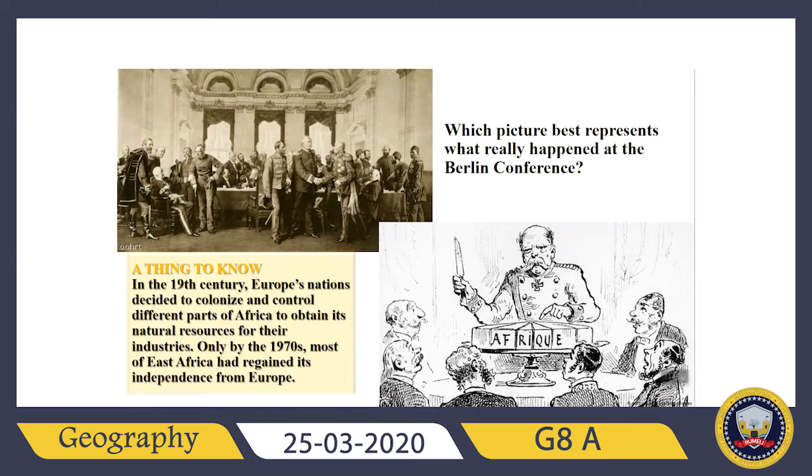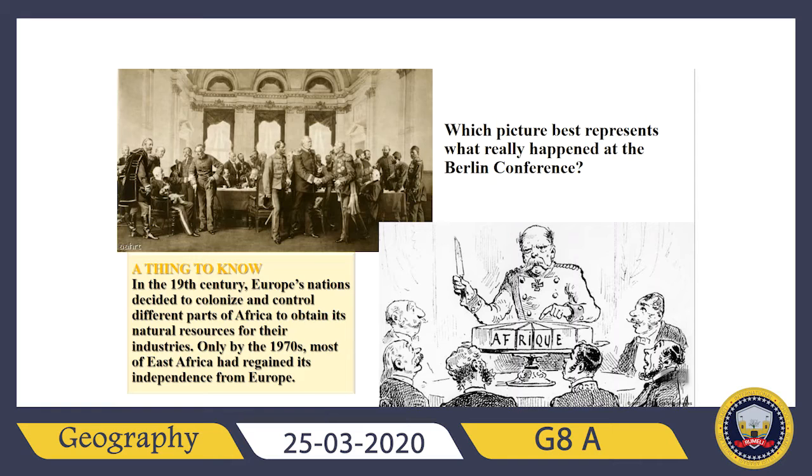Now, an important thing for you to know is that in the 19th century, Europe's nations decided to colonize and control different parts of Africa to obtain its natural resources for their industries. Only by the 1970s, most of East Africa had regained its independence from Europe. So, for about 100 years, those countries were working for the benefit of Europe.